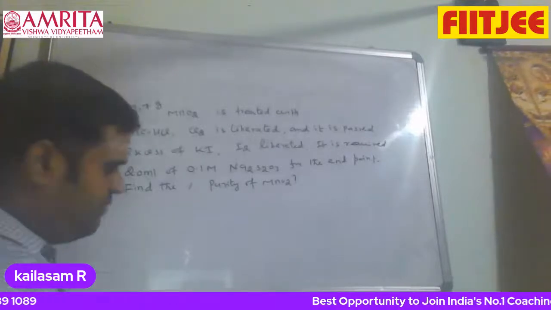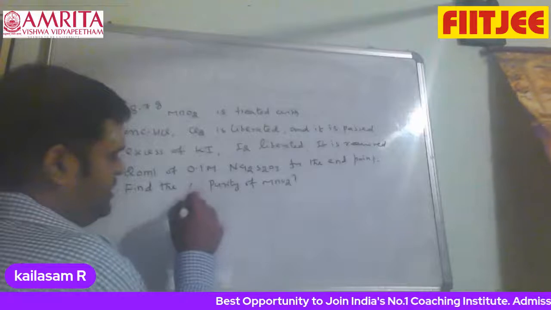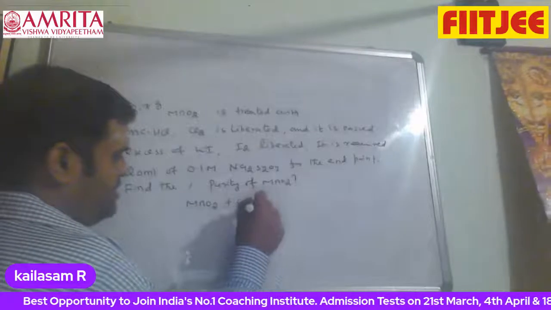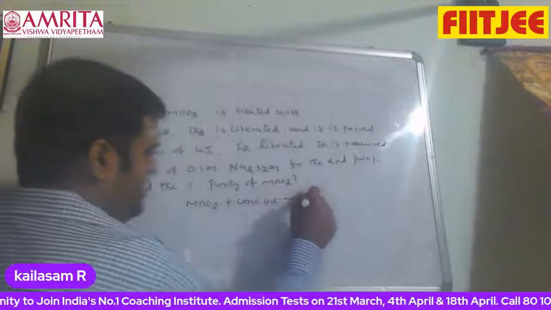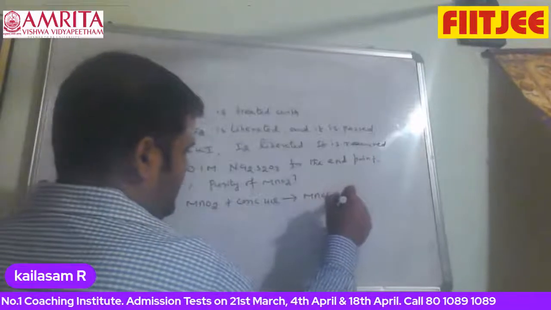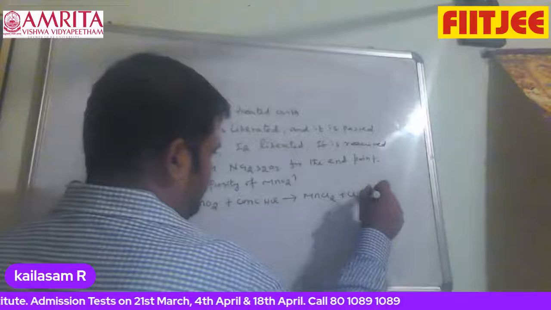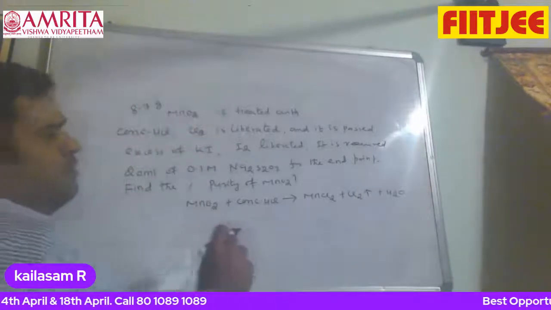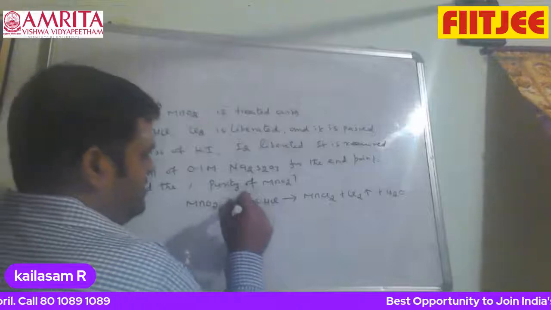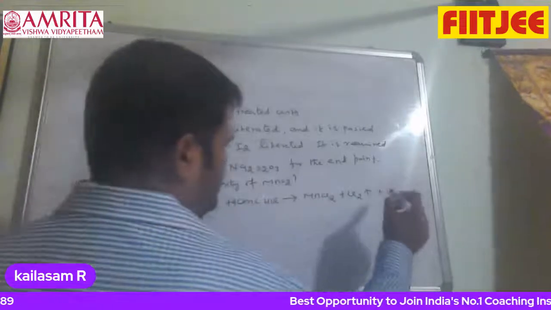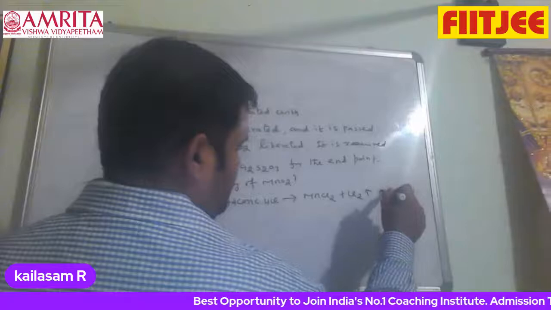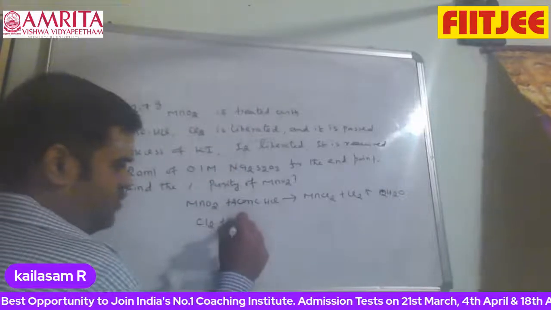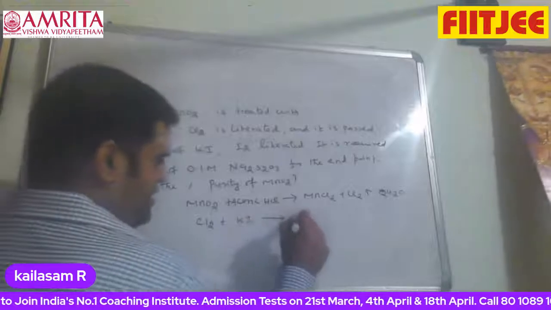So now what are you going to do? Very simple. Take the reaction: MnO2 plus HCl gives MnCl2 plus Cl2 gas liberated plus H2O. Now we can take it as 4, that means you are going to get 2H2O. Now this Cl2 is passed into excess KI, giving I2.